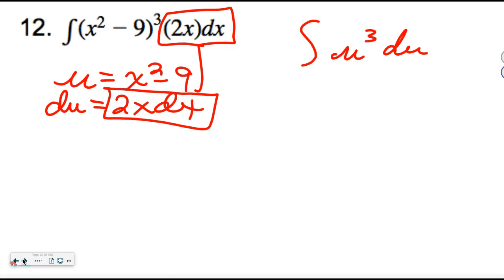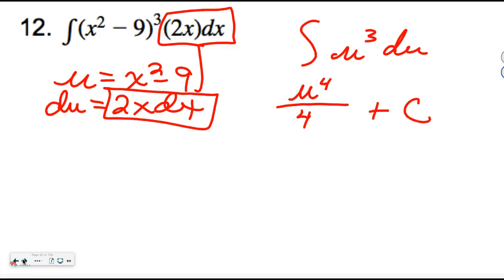So now let's do the integration that we skipped on the other page. What is the antiderivative of x cubed dx? X to the 4th over 4. So what's the antiderivative of u cubed du? What will it be? U to the 4th over 4 plus c.